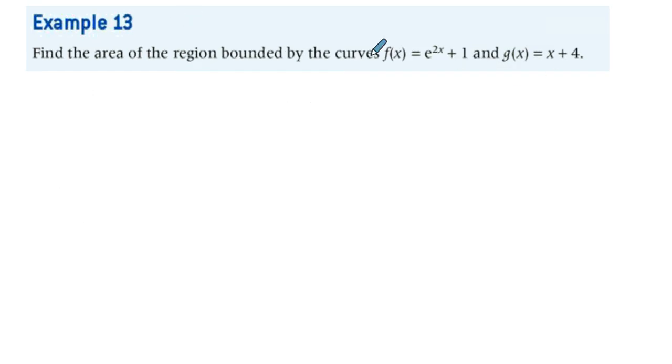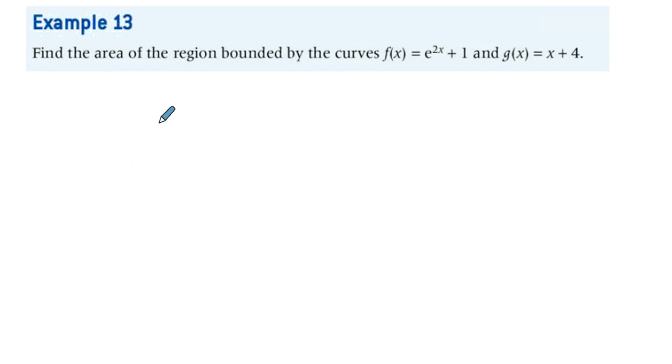Here we go. Okay, so this is going to be an odd looking function. We're looking at the area bound by these two curves: e to the 2x plus 1 and a nice linear. This is an exponential function shifted up 1 unit, and this is a linear with a positive slope.